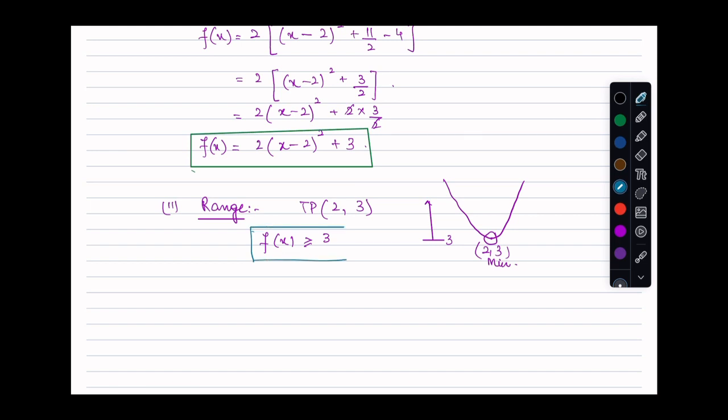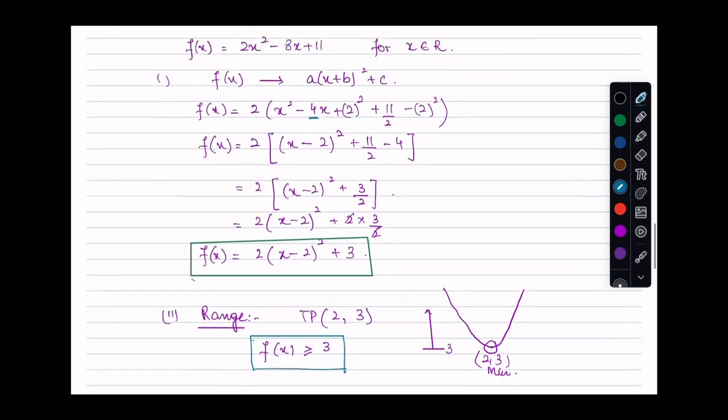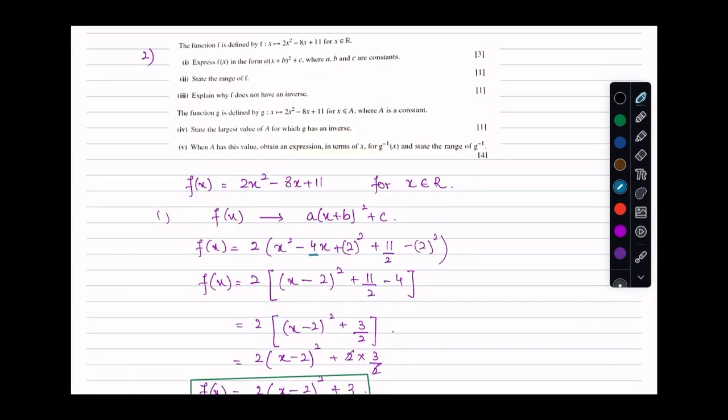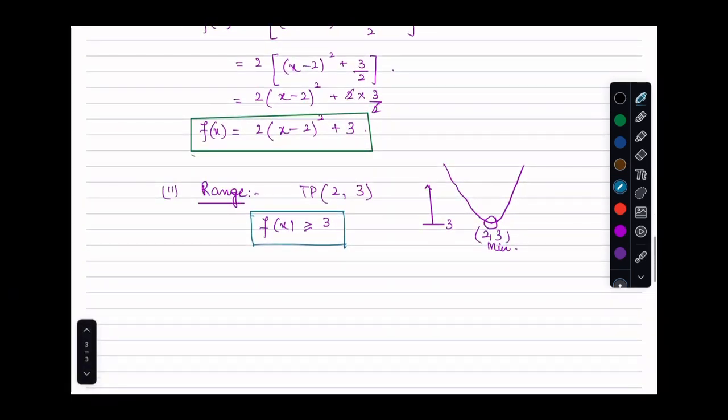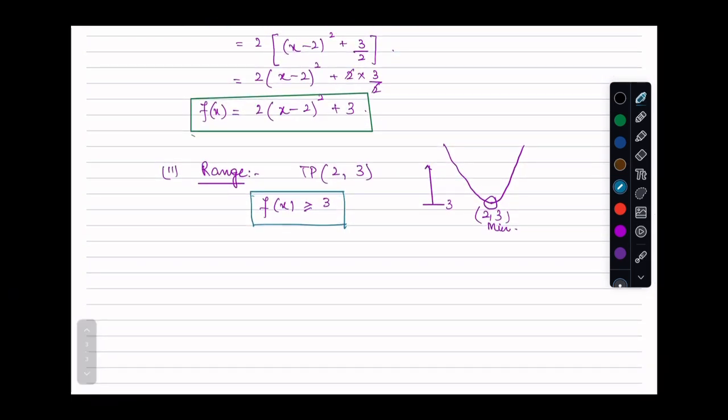So this is going to be the answer for the second part here. Now let's consider the third part. Explain why f does not have an inverse. Now that's a very good question.